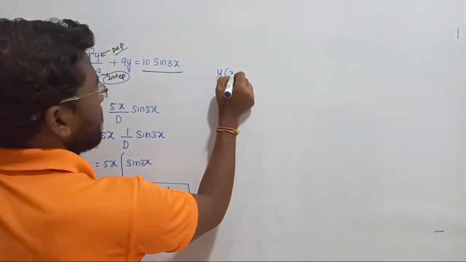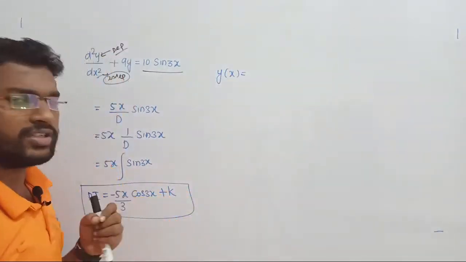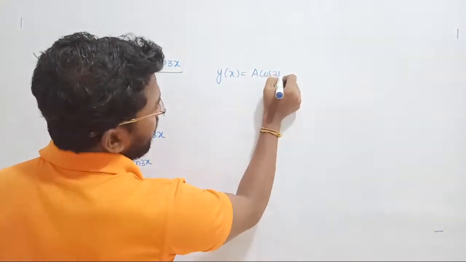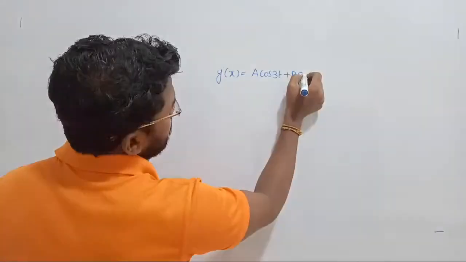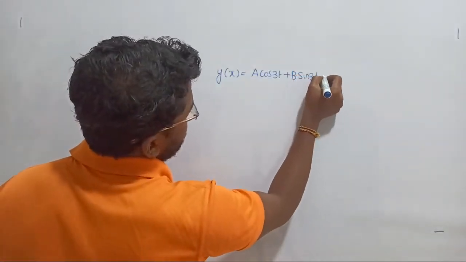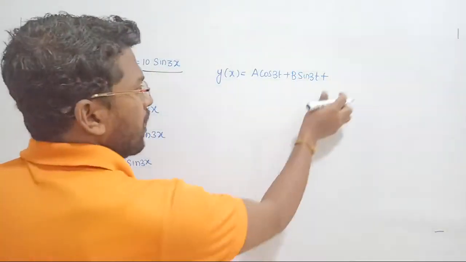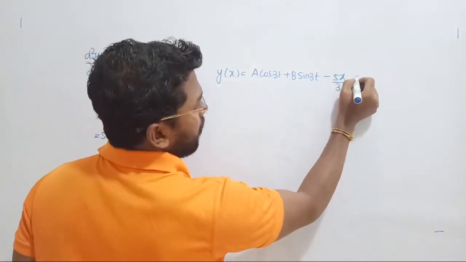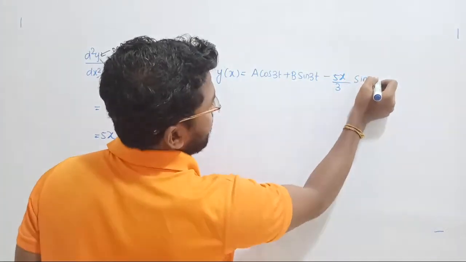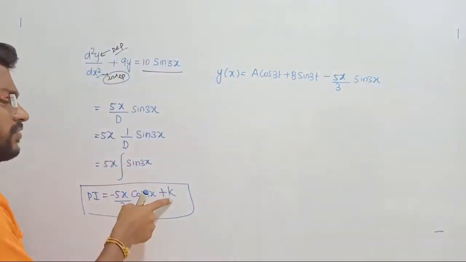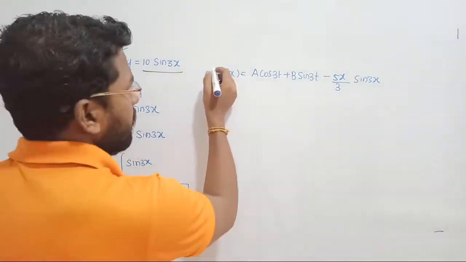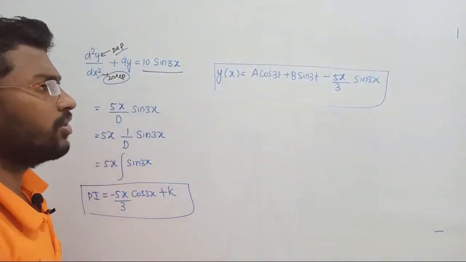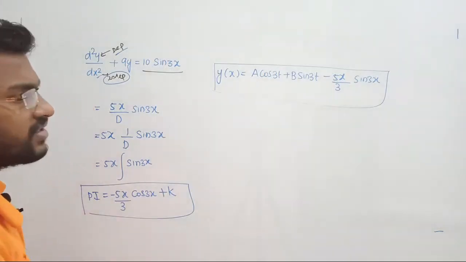Y of x can be written as complementary function plus particular integration. For complementary function we got a cos 3t plus b sin 3t, right? A cos 3t plus b sin 3t, and here particular integration is going to be minus 5 times of x upon 3 into sin 3 times of x. Anyway, this is the exact solution. And sometimes we may consider this arbitrary constant or we may not consider. Just to look at the option, that's enough. Finally, this is going to be your solution. Clear? I hope things are clear to you all.